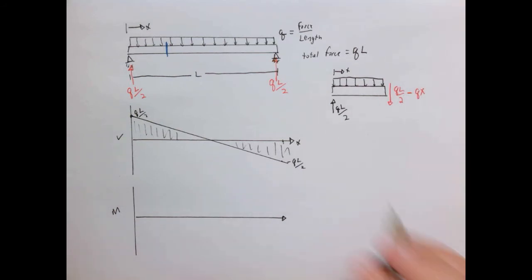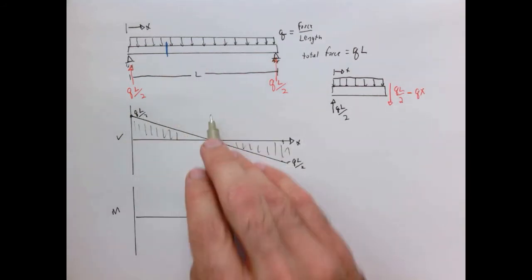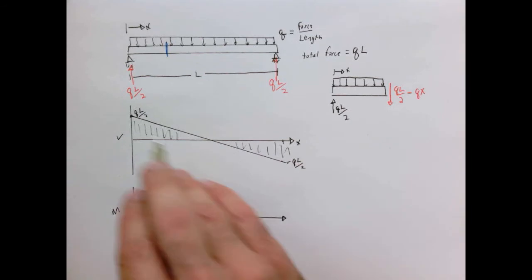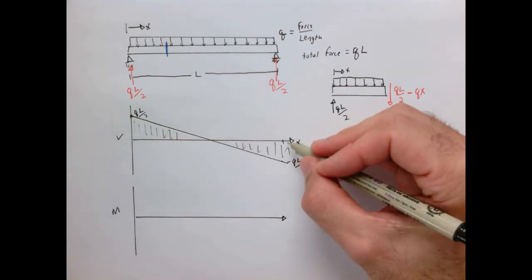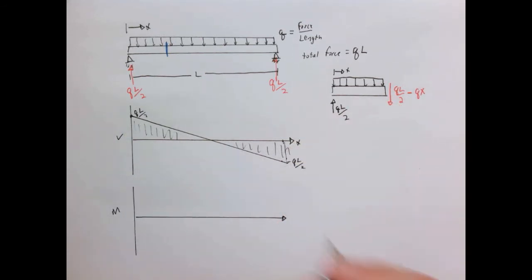Now you remember when we had a point load in the center, it was a constant, then a constant. Now we just have a line, a continuous change in shear from one end to the other, with 0 in the middle. Okay, now what's the moment?